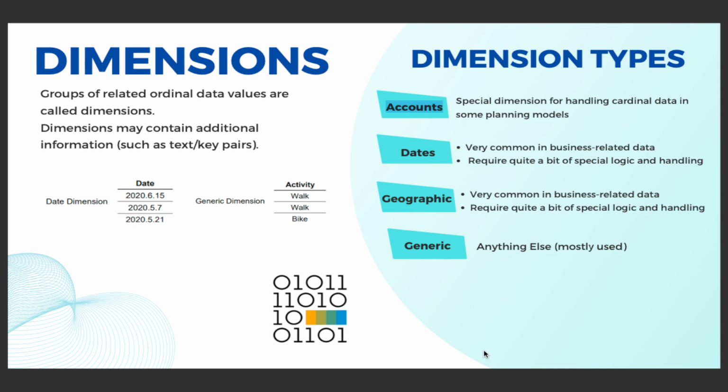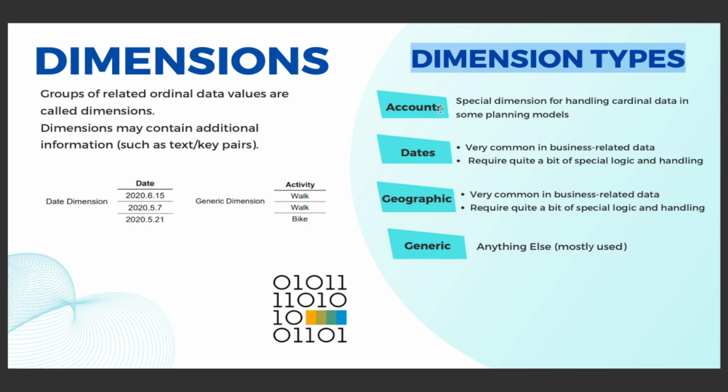Dimensions. So dimensions are ordinal data values. In simple terms, in dimensions we have text values, we have numeric values. So in dimensions we can add dates, we can add geographic data, we can add anything. The main difference I will tell you in a while, like what is the main difference between dimensions and measures. So first of all, the types of dimensions.